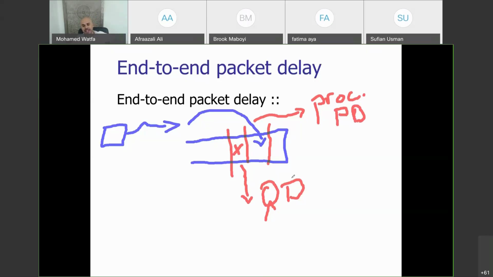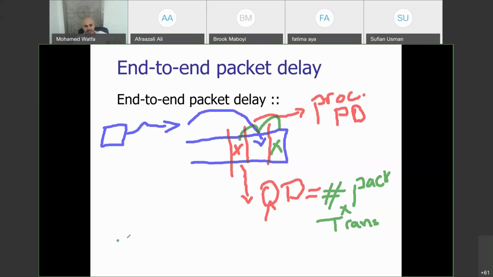And again, remember that the queuing delay basically depends on what and what? It depends on the number of packets ahead of me in the queue times the transmission delay of each one of them. Why transmission delay? Because they need to leave. They need to be transmitted. Okay, now it's my turn. I'm here. I'm X. So it's my turn. So I'm done with the queuing delay.